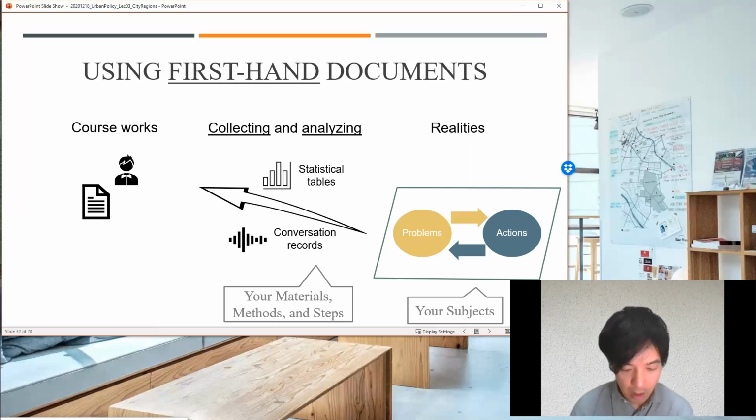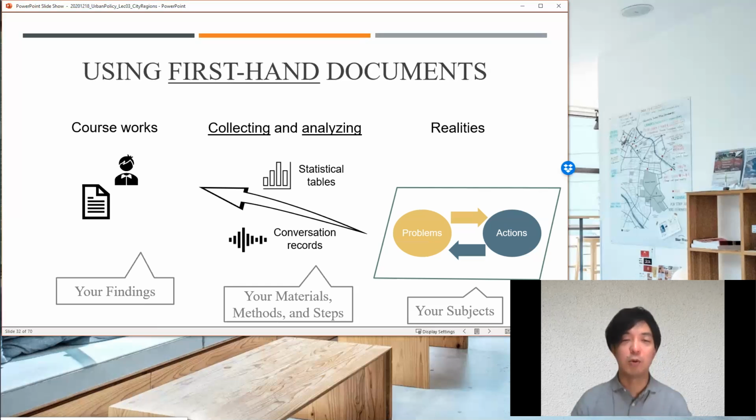So you need to write what you found in your analysis. And this is your findings. So this is what you should do when you use first-hand documents. Did you understand what the differences are between using secondary literature and using first-hand documents?